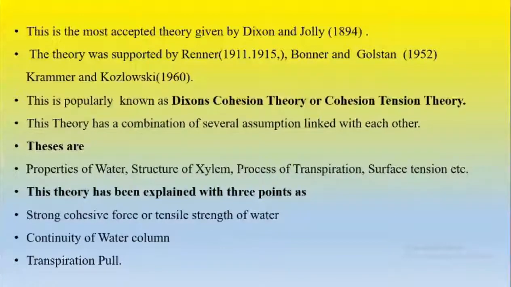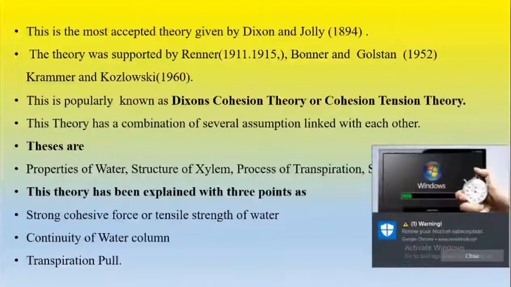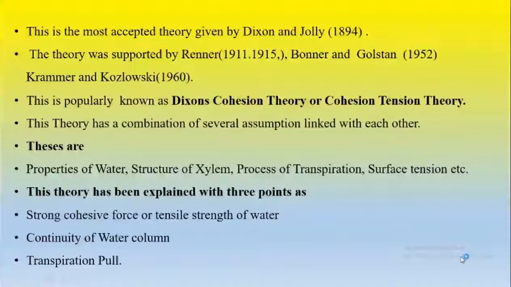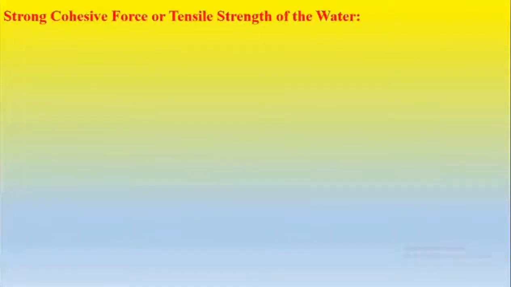This theory has a combination of several assumptions linked with each other. These are the properties of water, structure of xylem, process of transpiration, surface tension, etc. This theory has been explained with 3 points: strong cohesive force or tensile strength of water, continuity of water column, and transpiration pull. So let's see these points one by one.